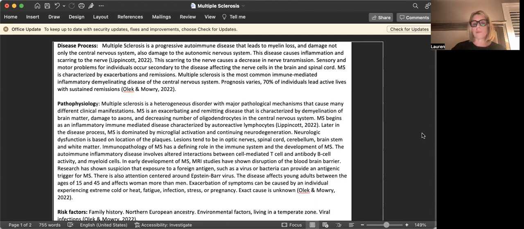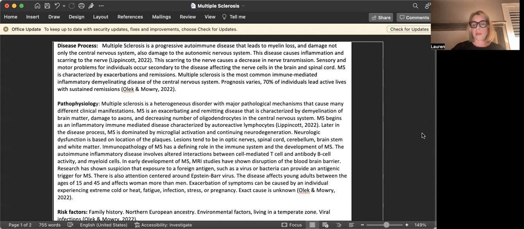Multiple sclerosis is the most common immune-mediated inflammatory demyelinating disease of the central nervous system. The prognosis varies. 70% of individuals can lead active lives with sustained remission. The pathophysiology of MS is a heterogeneous disorder with major pathological mechanisms that cause many different clinical manifestations. Not every individual experiences the same clinical manifestations.